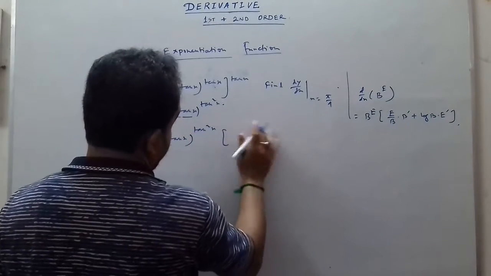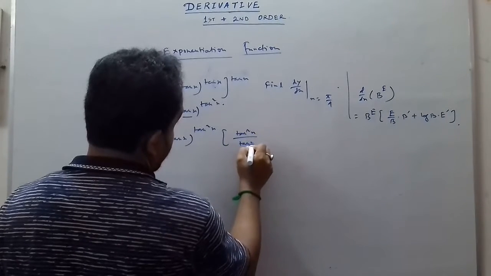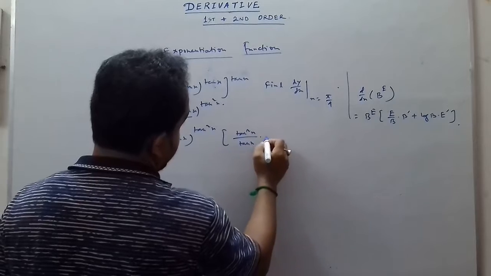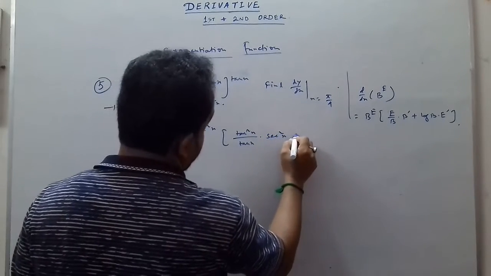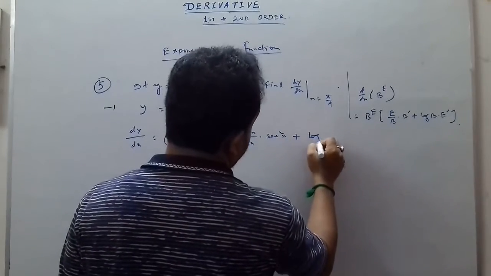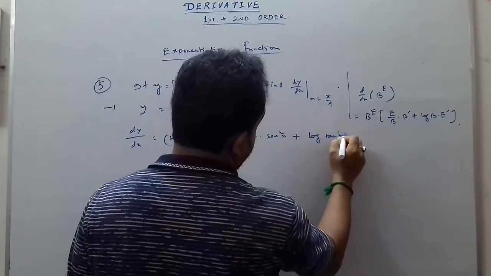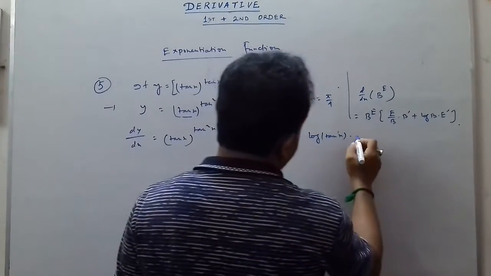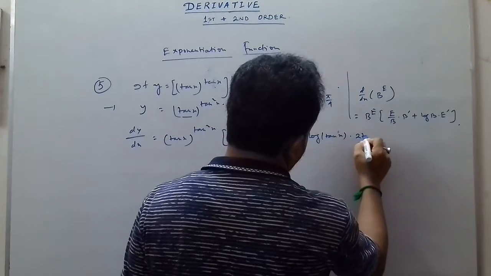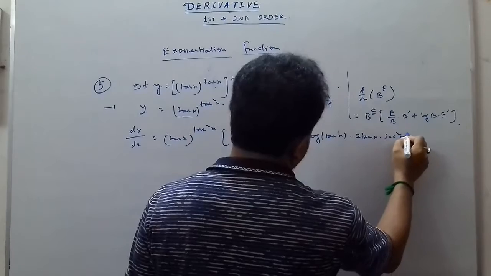exponent by base into derivative of base, that is derivative of tan x, this is equal to sec square x, plus logarithm of base, that is logarithm of tan x, into derivative of exponent, that is derivative of tan square x means 2 tan x, and derivative of tan x is equal to sec square x. So this one.